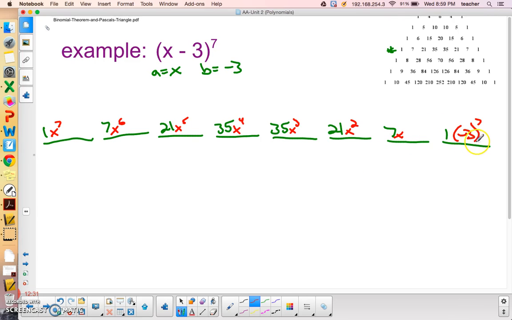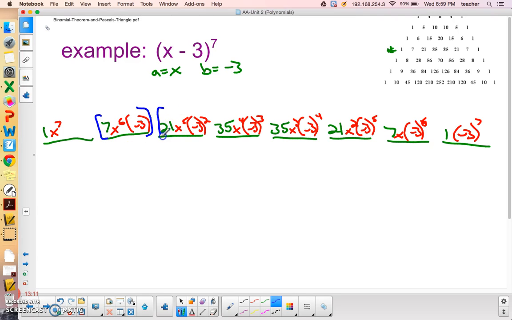So if we're starting at the end with negative 3 to the power of 7, we'll work our way down to the power of 6, to the power of 5, 4, 3, 2, 1, and nothing. To complete this, you have to be careful to follow order of operations, and you need to use your calculator to help you fill in the numbers.